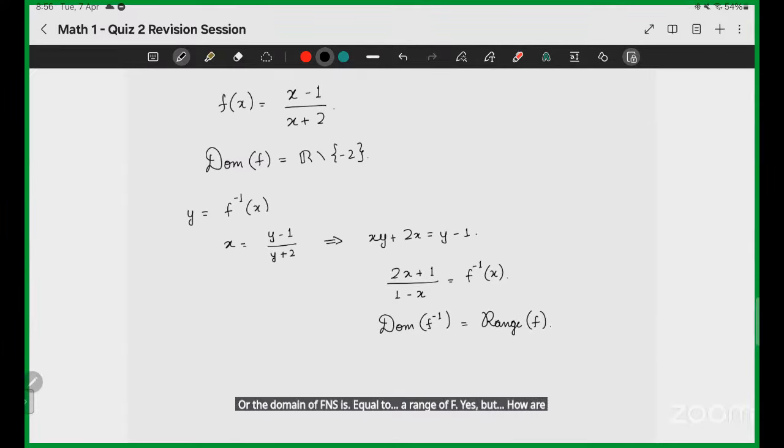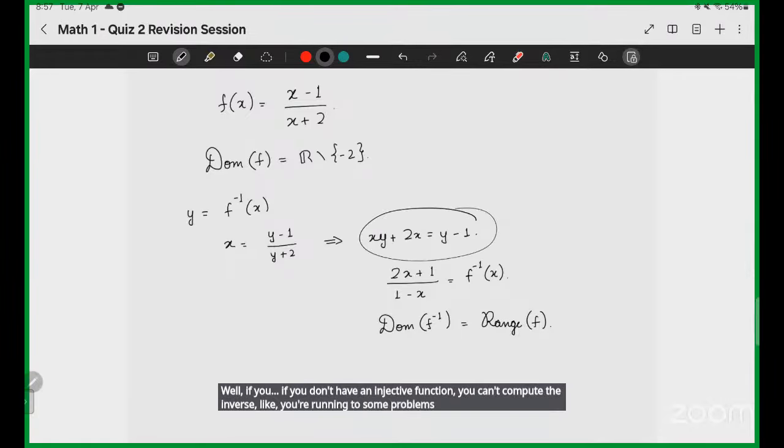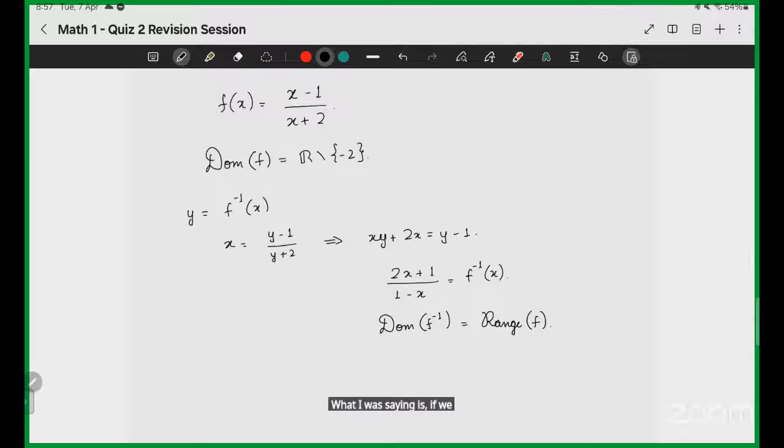Yes, but how are you guaranteed that this is an injective function? Can you just look at it and say it's an injective function? We can check that by the f of x1 equal to f of x2 method. But then you'll get a lot of... Well, if you don't have an injective function, you can't compute the inverse. You'll run into some problems when you do things like this. Yes, sir. What I was saying is, if we know that the function is one-to-one, can we find the range in this method?